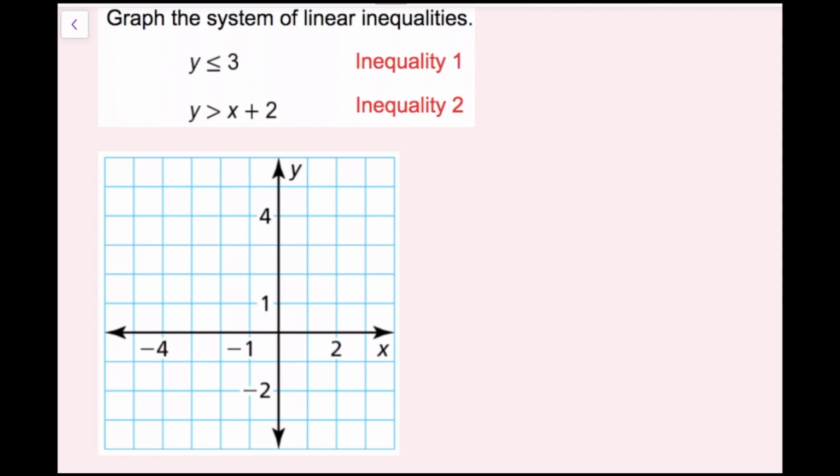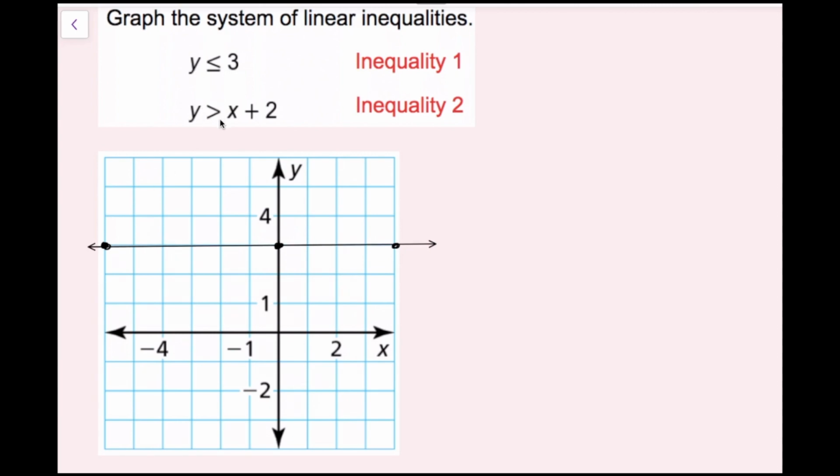It'll make more sense once we actually do our graphing in the next example. For this example, we want to graph the system of linear inequalities. We have y is less than or equal to 3, and then I have y is greater than x plus 2. For the first one, the slope is 0 because there's no x term, and the y-intercept is 3. Remember, the corresponding line y equals 3 is just a horizontal line at 3. So I'm going to graph that line first. This is going to be a solid line because we have an equal to here.